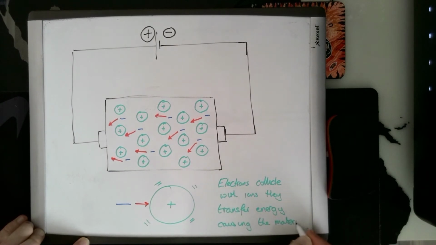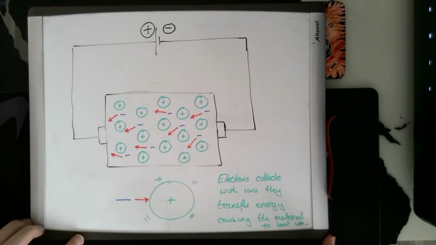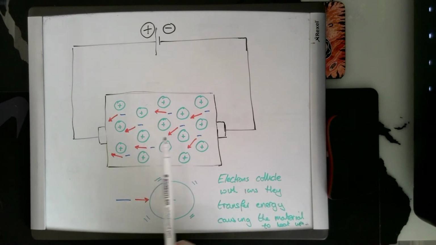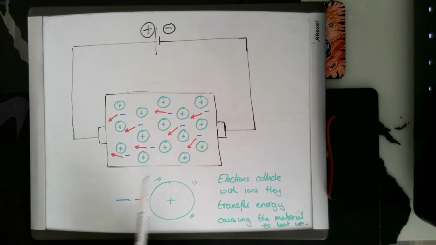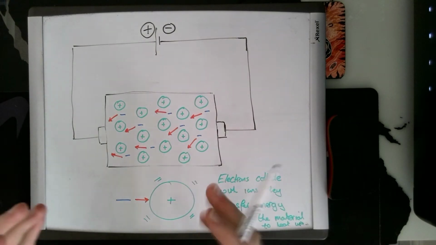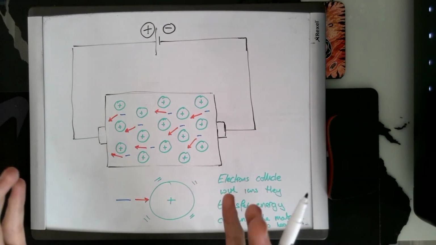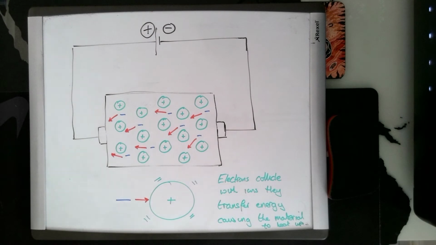Oh, not going to fit it on. So they cause that material to heat up. And so as that material heats up, more electrons are going to collide with it, causing it to heat up even more. So as we saw with those fuses right at the beginning, the metal will melt because those ions are vibrating so much.